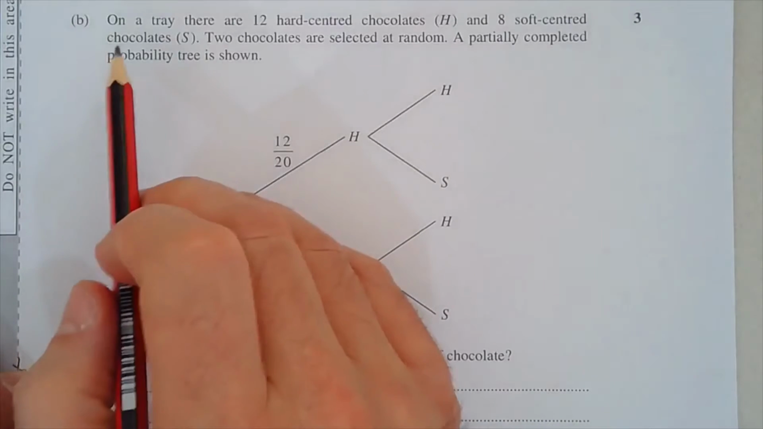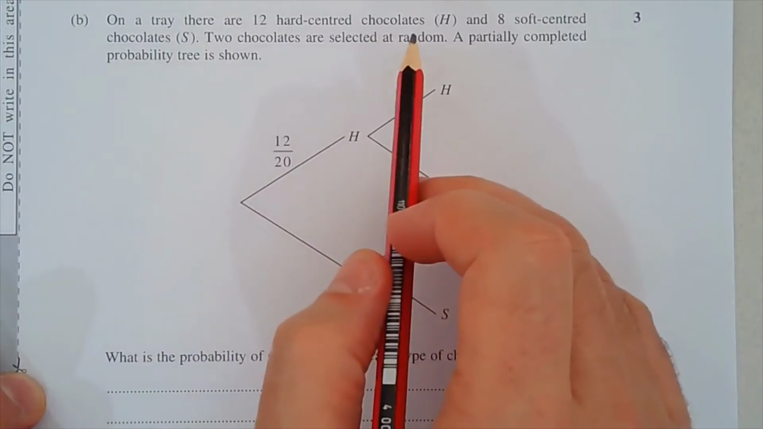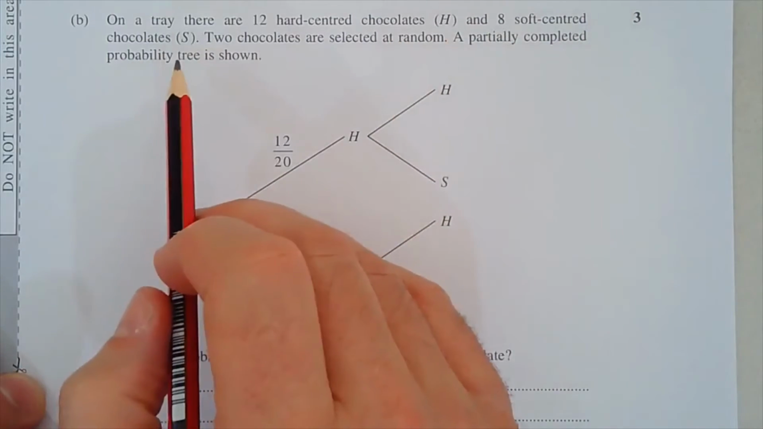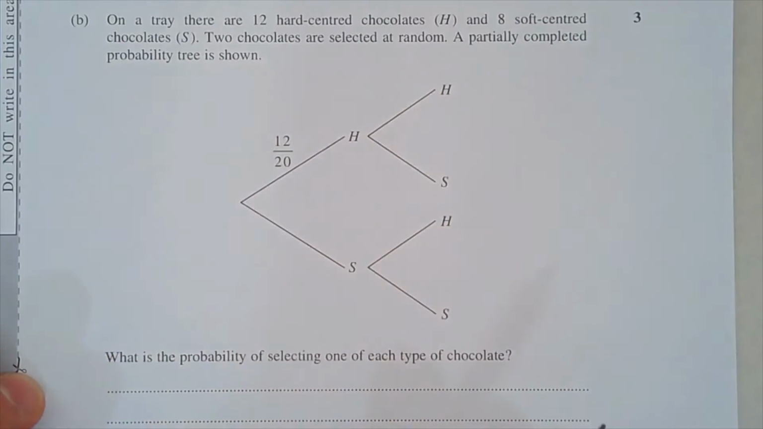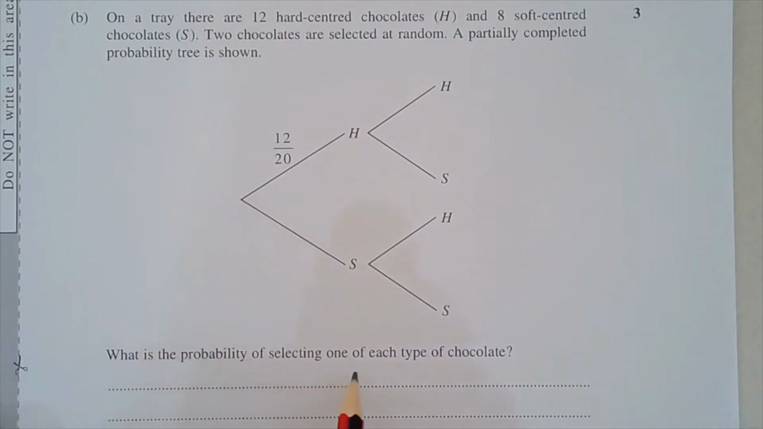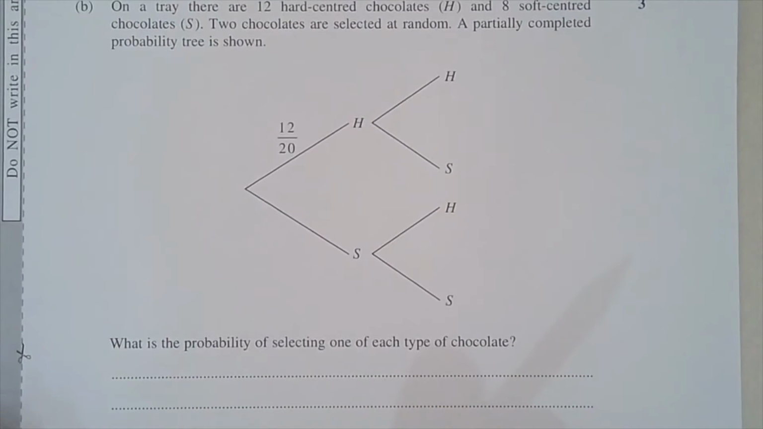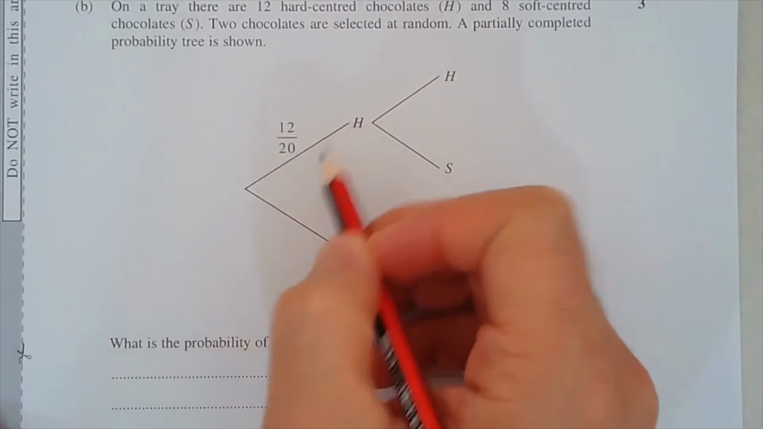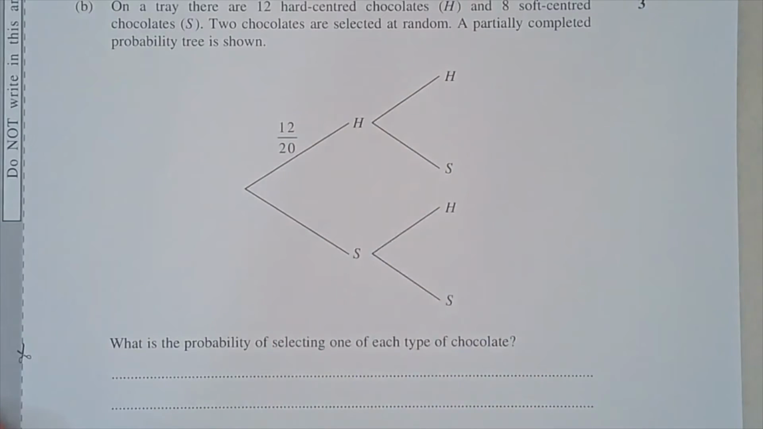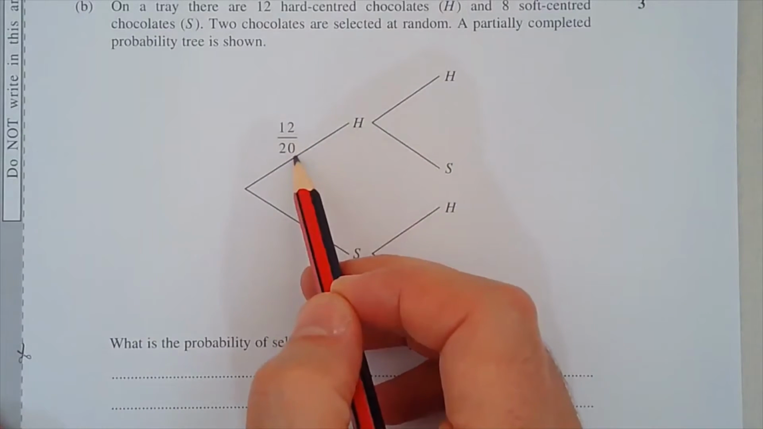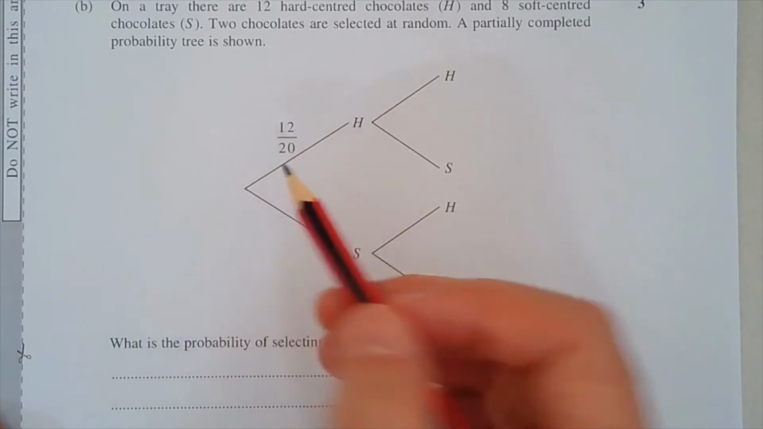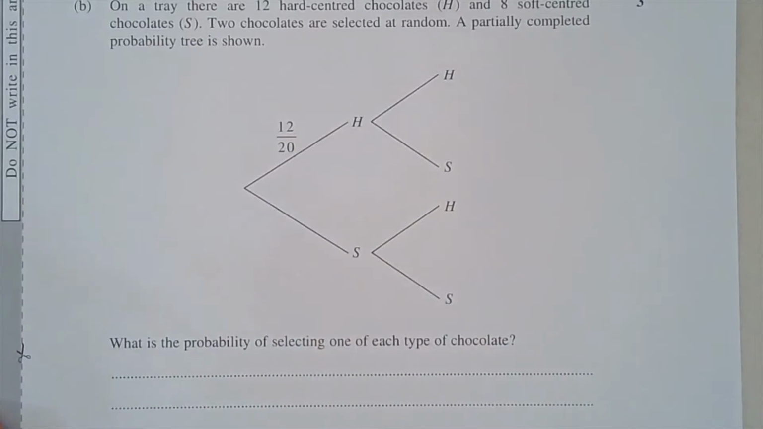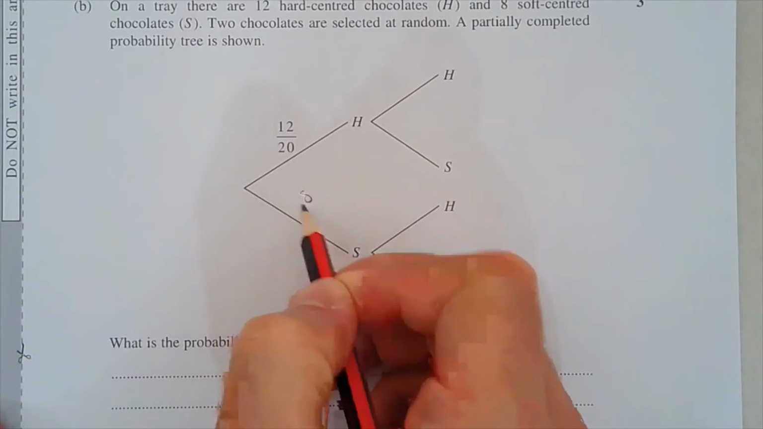Question 30b. On a tray, there are 12 hard-centered chocolates, H, and 8 soft-centered chocolates, S. 2 chocolates are selected at random. A partially completed probability tree is shown. What is the probability of selecting one of each type of chocolate? Okay, thankfully, this one's very straightforward. So if the probability in the first draw of picking a hard-centered chocolate is 12 on 20, to pick a soft-centered chocolate should be the complement of 12 on 20. The two probabilities in each stage should add up to 1. So it's going to be 8 on 20.